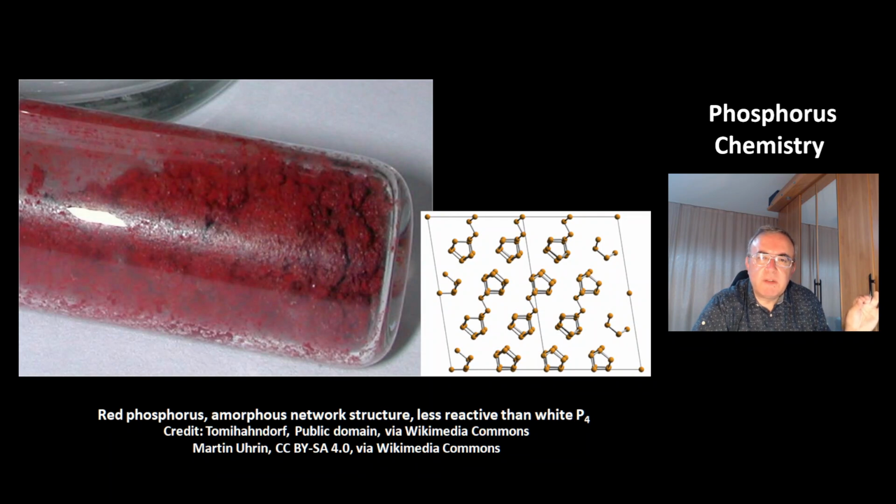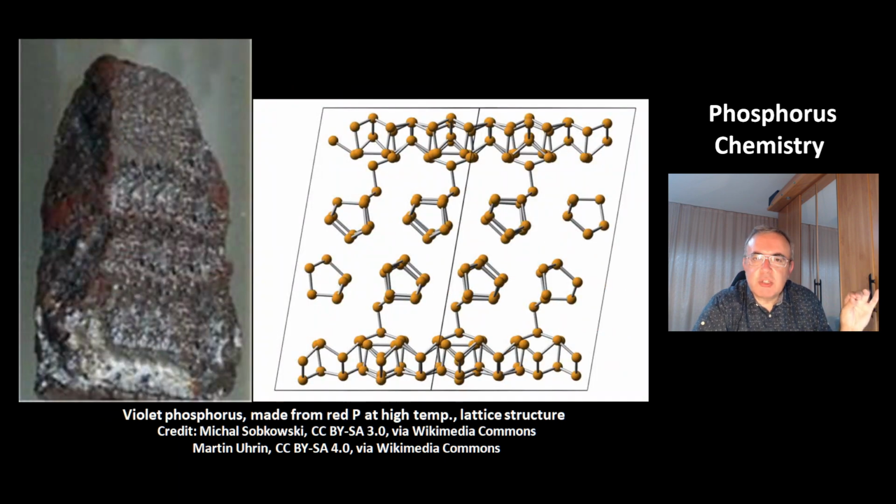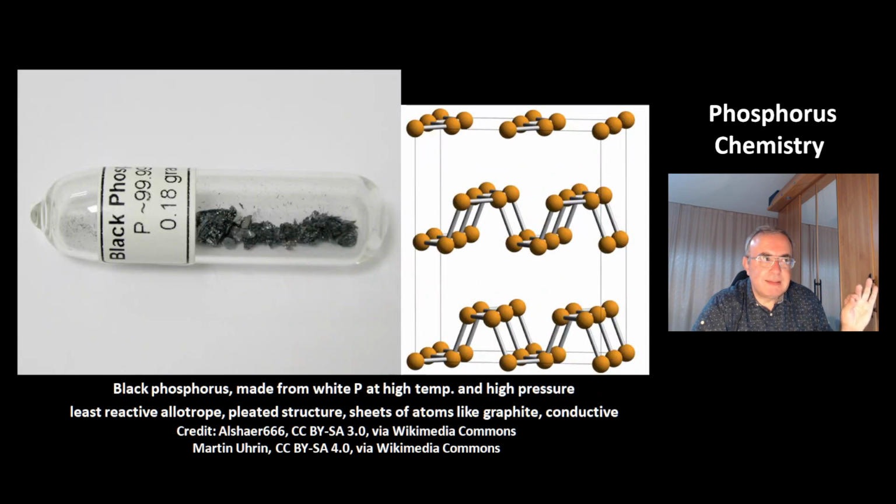This is a picture of red phosphorus. It has an amorphous network structure, and that makes it less reactive than white phosphorus P4. This is the structure of violet phosphorus. It is made from red phosphorus at higher temperatures and has a lattice structure. This is black phosphorus. It is made from white phosphorus at high temperatures and high pressures. This is the least reactive allotrope and has a pleated structure with sheets of atoms like graphite.